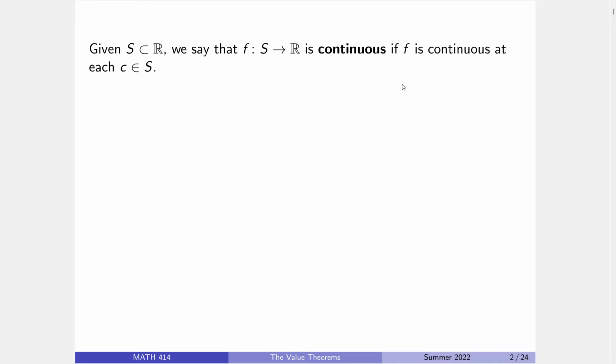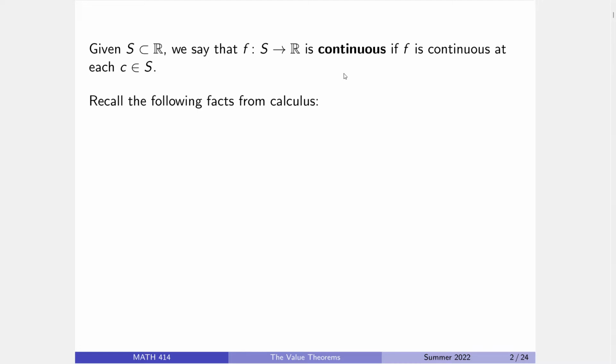Last time we defined what it meant for a function to be continuous at a point. Given a set and a function defined on that set, we will say that the function is continuous if it's continuous at each one of the points of its domain. Note the way we define continuity: you are continuous at a point, and here we have continuity defined for a function. A function itself is continuous if it's continuous at each point.